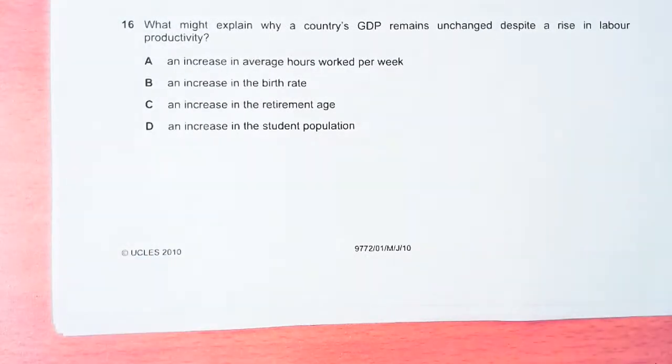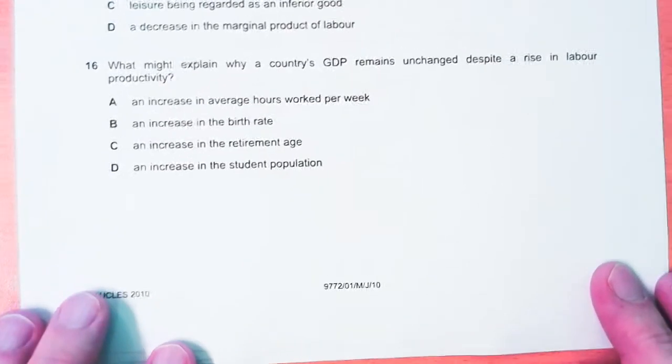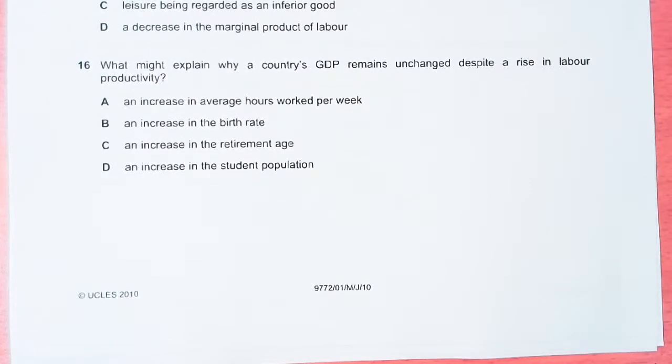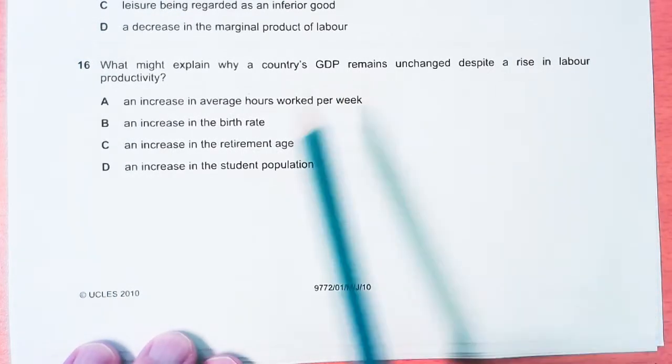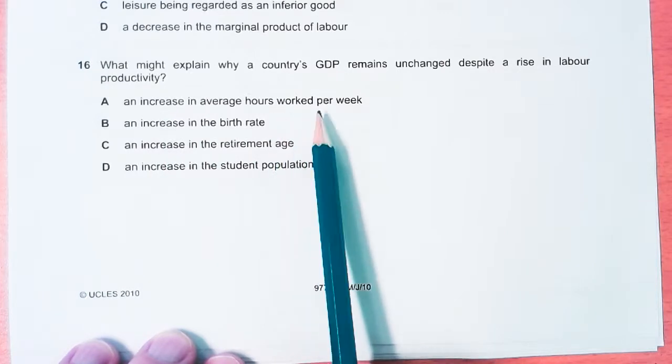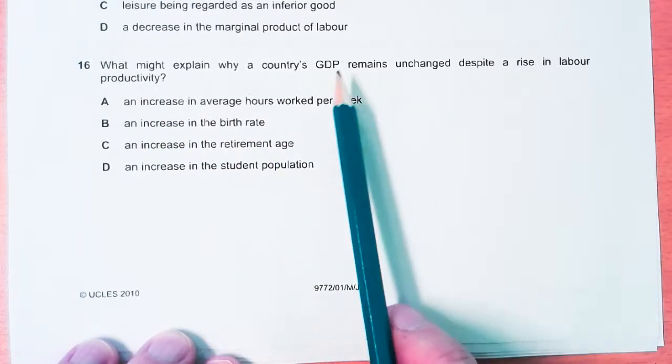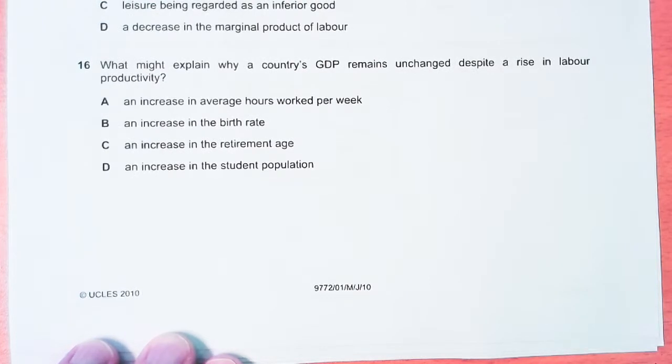Number 16. What might explain why a country's GDP remains unchanged despite a rise in labour productivity? Okay, so we've got a rise in labour productivity, GDP unchanged. An increase in average hours worked, well, if there's boosted productivity, GDP will be higher. An increase in the birth rate, well, that could affect GDP per capita, but not total GDP as suggested there. An increase in the retirement age, well, if people are retiring later and working longer, particularly under higher labour productivity, then that's going to boost GDP. So we know the answer is D.